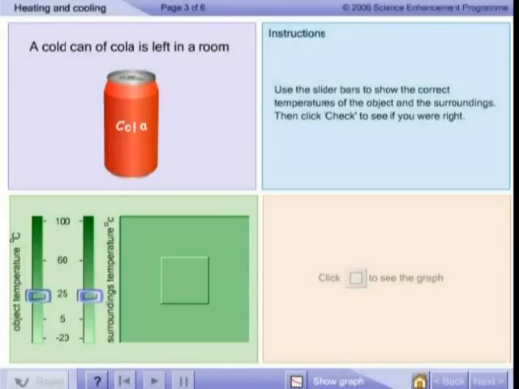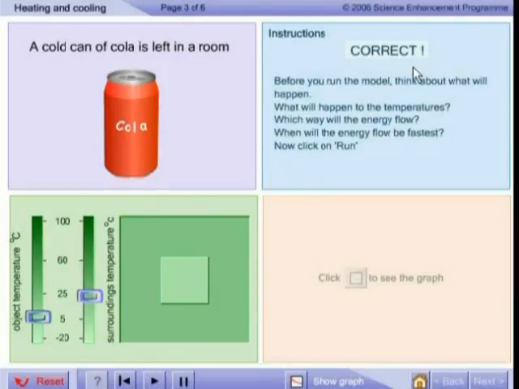Okay, it's another situation. Here we've got a cold can of cola left in a room. The object temperature then will be about 5 degrees for a can of cola, 5 degrees Celsius. Put that there. The surrounding temperature will be about the same as it was, that's 20, 22 degrees Celsius, something like that. Let's check those answers are correct. Correct.